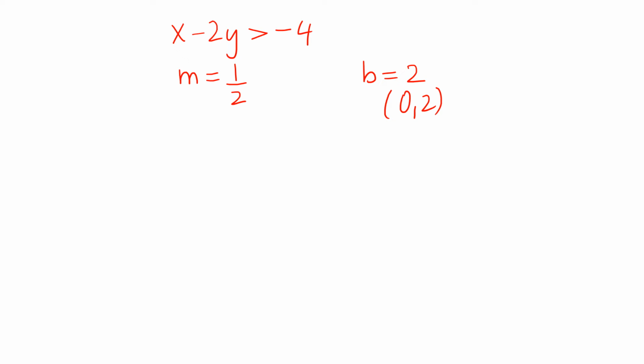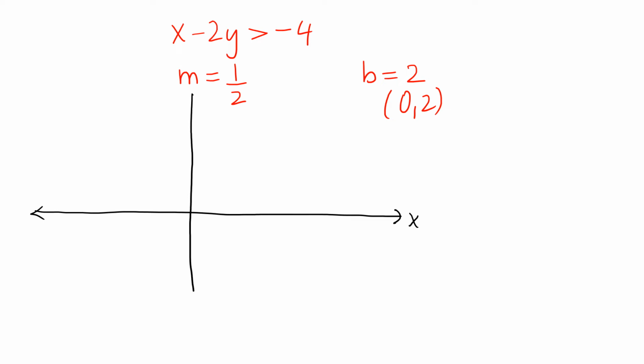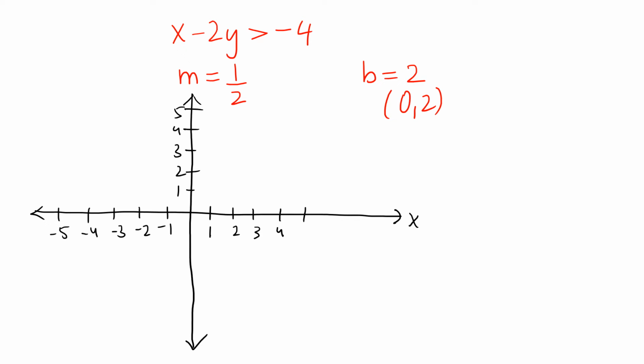Let's draw the graph. This is my x-axis. I'm drawing a rough graph. This is my y-axis. Let's make some partitions. 1, 2, 3, 4, 5. So this is my positive 1, 2, 3, 4, 5. This is my negative 1, negative 2, negative 3, negative 4, negative 5, again positive, and so on. Similarly you will have on the negative side also. Let's mark the point. So 0, 2 means this point is the y-intercept.